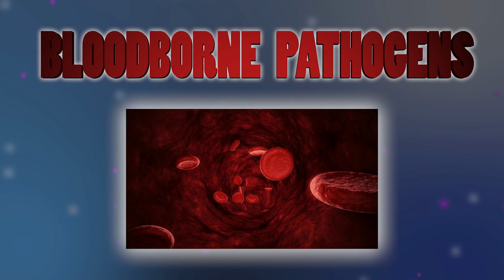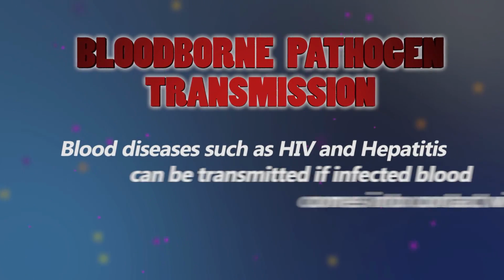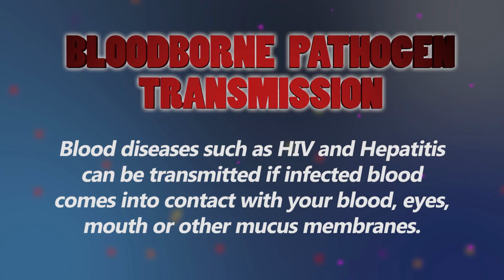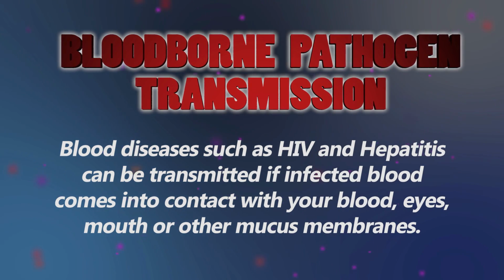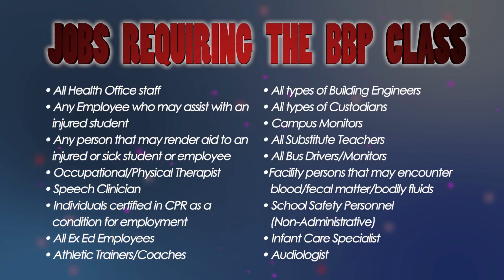The OSHA standard on bloodborne pathogens requires employees to protect themselves from exposure to blood at the worksite due to the potential for the transmission of dangerous viruses such as HIV and hepatitis. Microorganisms carrying these diseases can be transmitted if infected blood comes into contact with your blood, eyes, mouth, or other mucous membranes exposed while at work. The job classifications shown here are considered at a higher risk for potential bloodborne pathogen transmission.